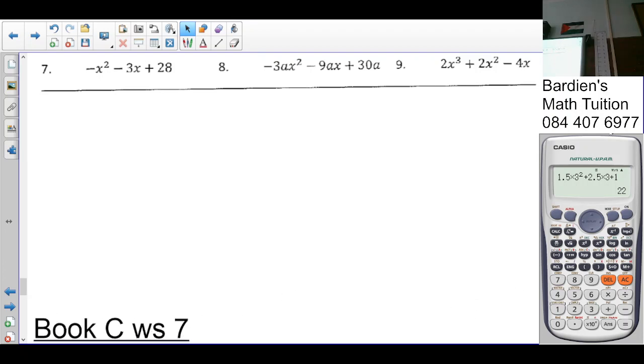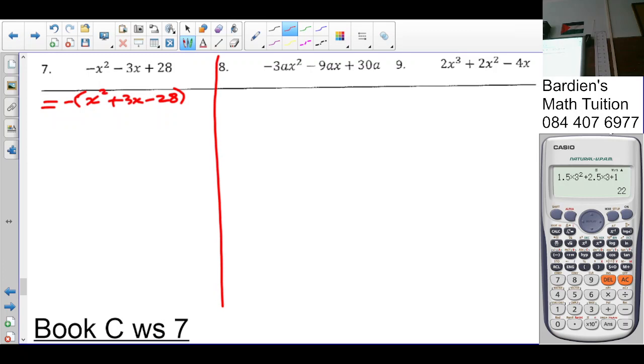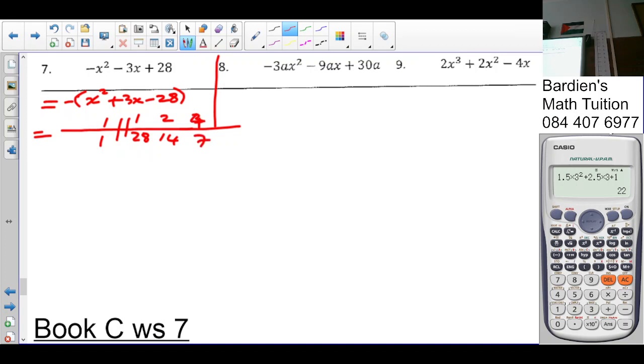Number 7. Let's have number 7. What can be done here? Common factor of negative. You take the negative out, I'm left with x squared plus 3x minus 28. Is that a perfect square trinomial? No, 28 is not a perfect square. So what goes on the line? 1 and 28, 2 and 14, 4 and 7. Do you add or subtract?